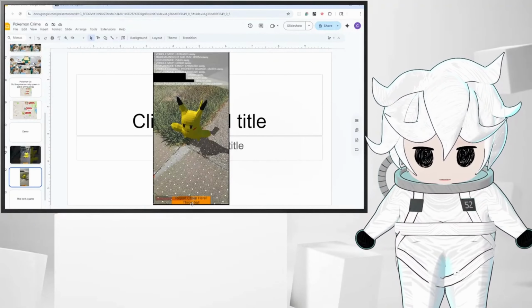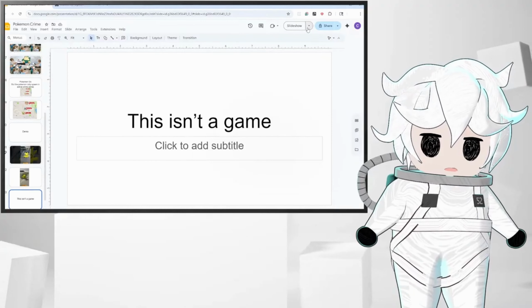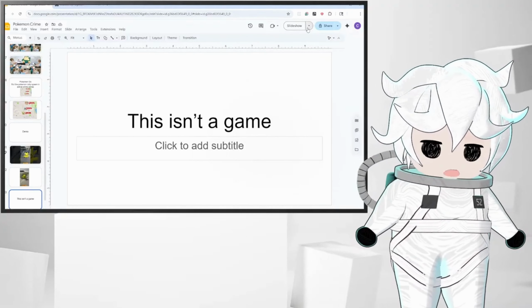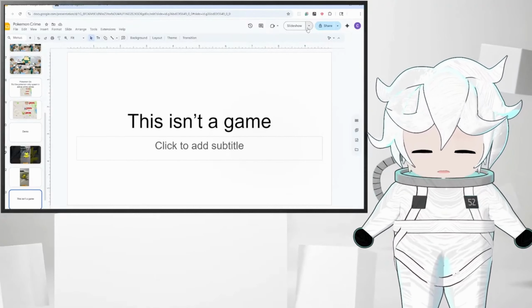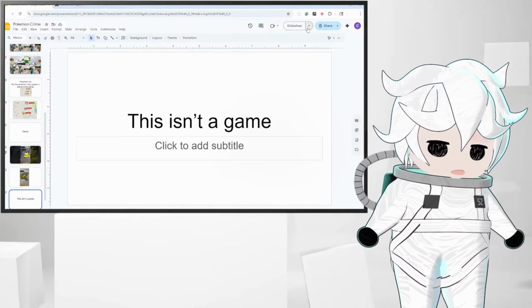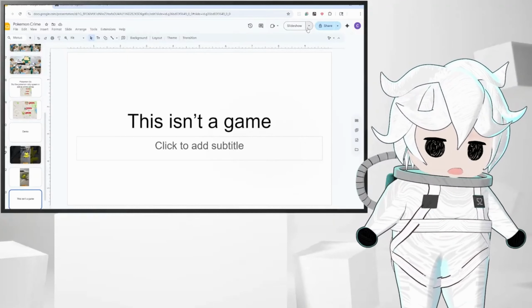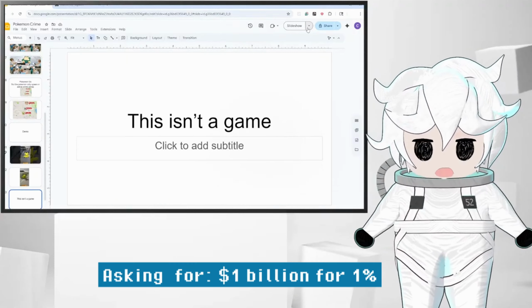There's a button down here that lets you report a crime or throw a Pokeball. Anyways, this isn't a game. So what I'm presenting to you today is an opportunity to fix the justice system in the United States. This product is justice. And you cannot place a price on justice, which is why I'm asking for $1 billion for 1% of my company. Thank you, Sharks.